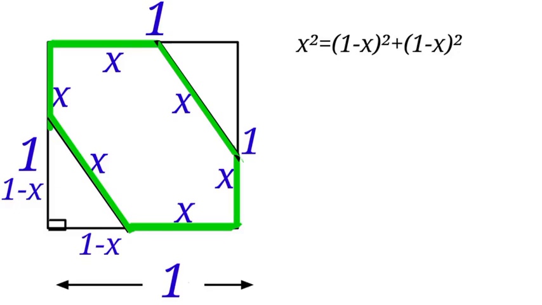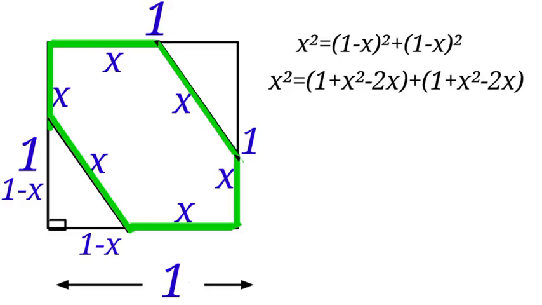Now let us expand the brackets on the right hand side. When we open up the brackets, we have x squared equals 1 plus x squared minus 2x plus 1 plus x squared minus 2x. Now we simplify it, and we have this. So let us subtract x squared from both sides of the equation. We are going to have x squared minus 4x plus 2 equals 0.